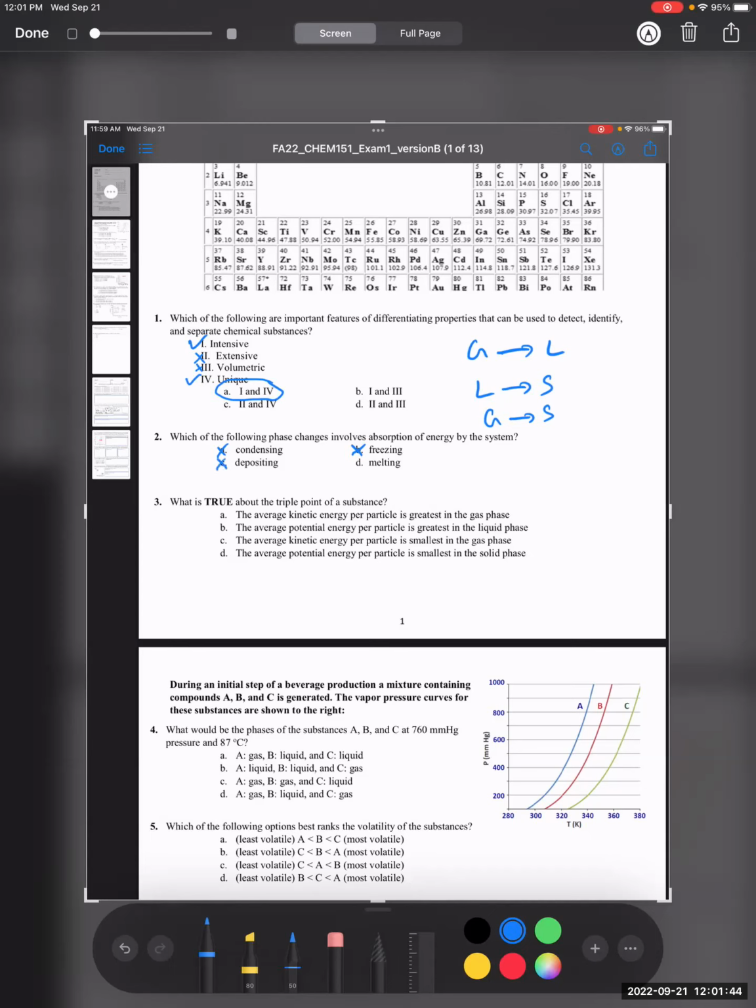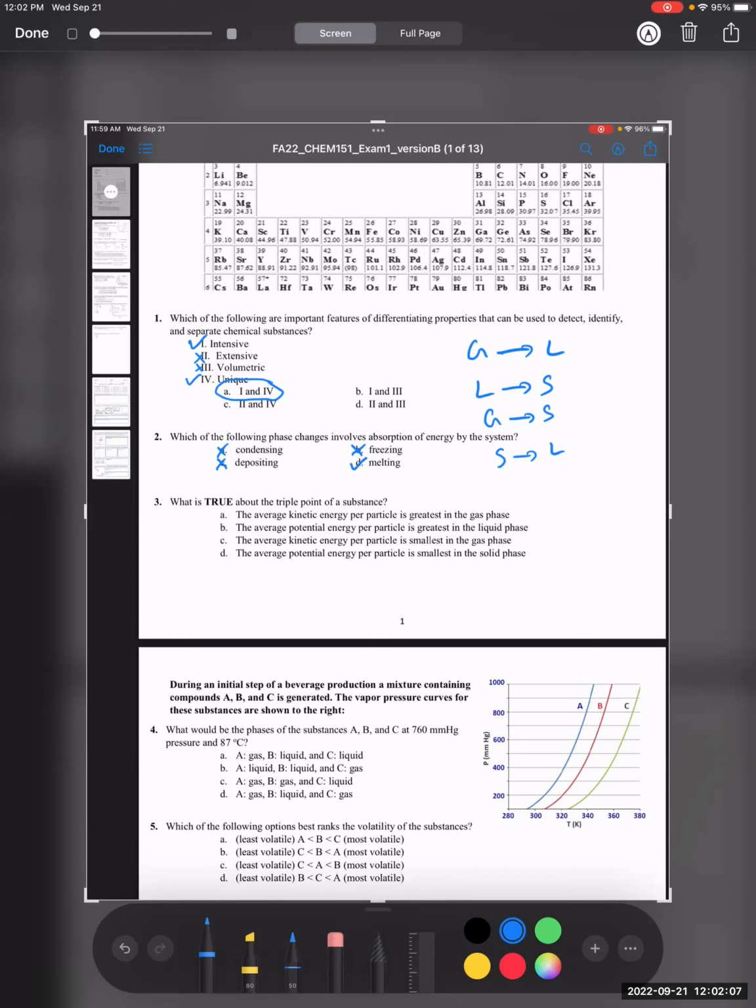And melting is solid to liquid. Yeah, that works, because when you go from solid to liquid, the intermolecular forces or attractive interactions between the particles weaken. That means potential energy increases. Therefore, the system has to absorb energy. Therefore, the correct option is option D.